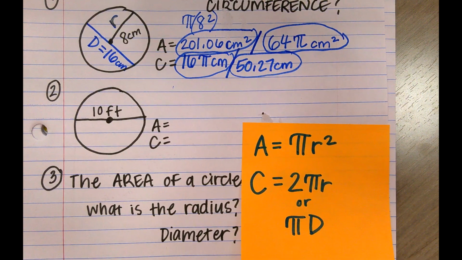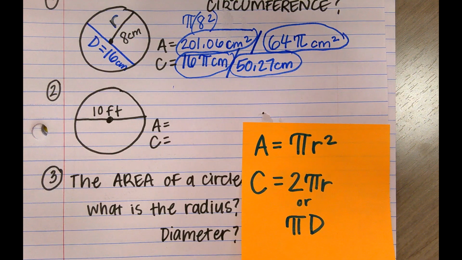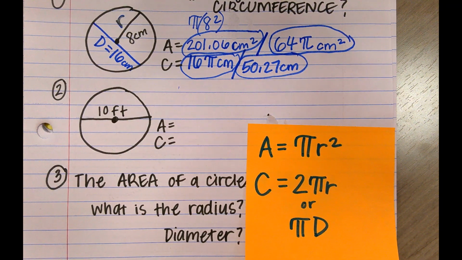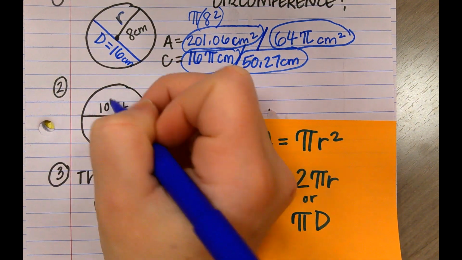Questions about number one, or is that pretty straightforward? Feel like we got it. Okay, let's try number two. I have a circle with a measure of 10 feet. Is that a radius or a diameter? Diameter, good.